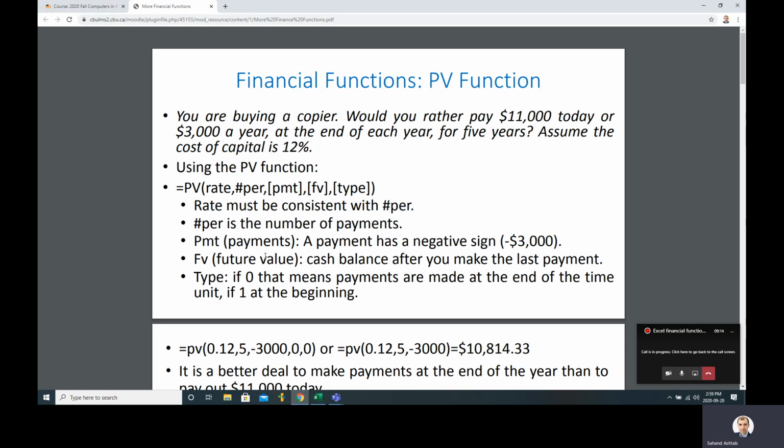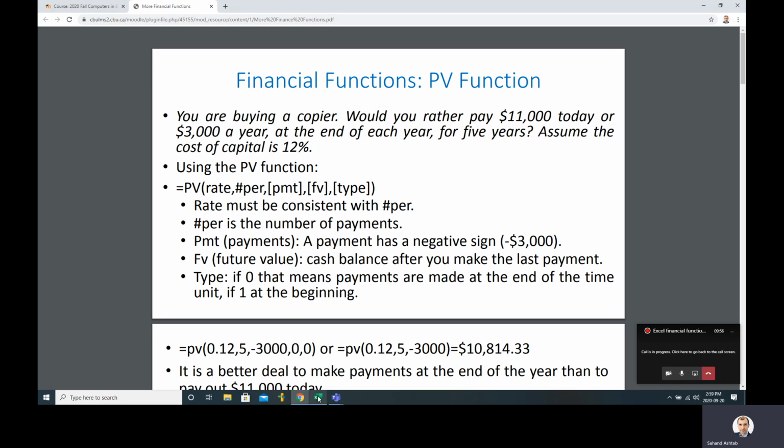So to just take a look here at some of the notes, a payment has a negative sign. In our case, we are making a $3,000 payment at the end of each year. So in the formula, that will go in as minus 3,000. Future value is the cash balance after you make the last payment. So in this example, that's 0. And type, if it is 0, that means payments are made at the end of the time unit. Now, in this case, that's a year. But if we want to make payments at the beginning of the year, that would be 1, and it would be 0 if it is at the end of the year.